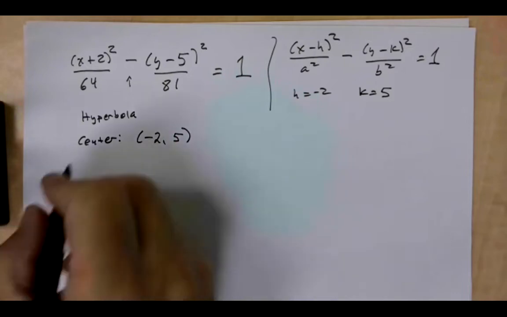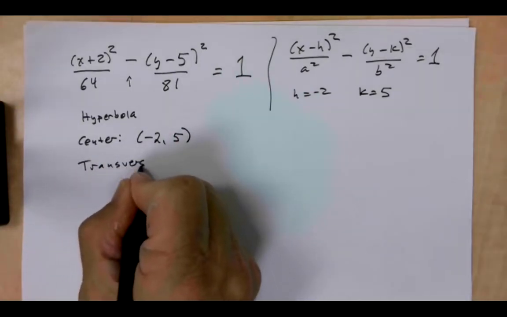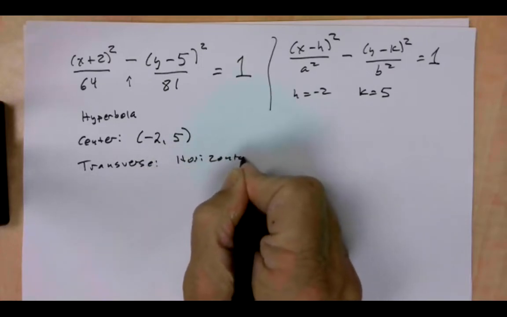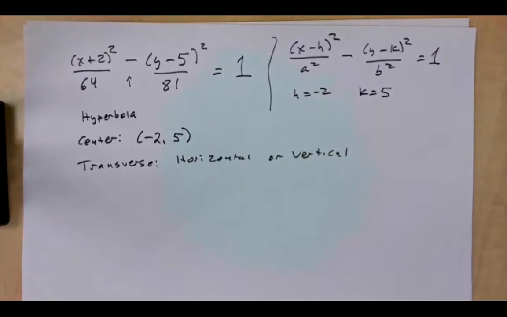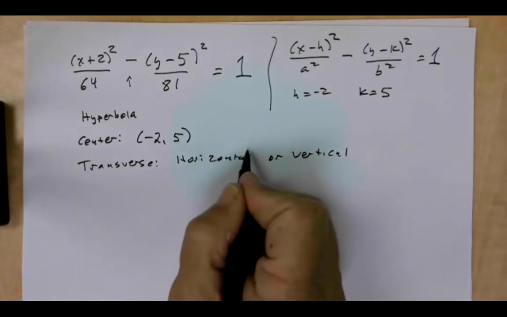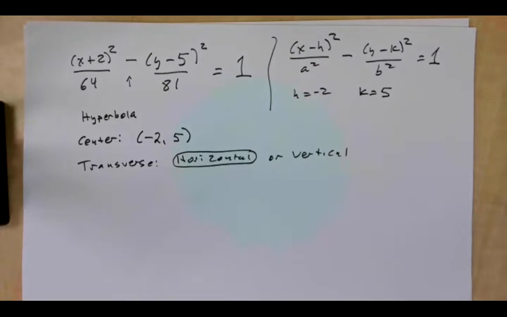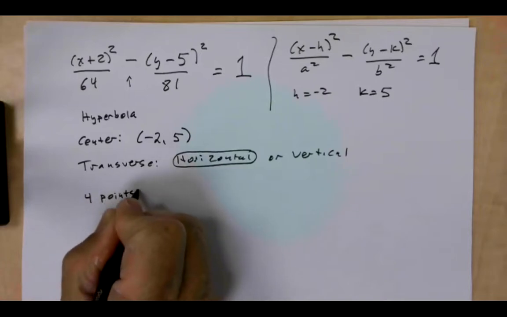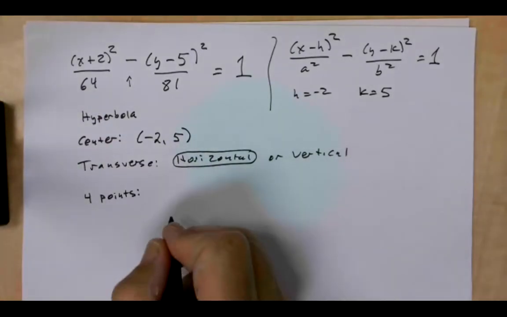The next question I want to ask you is, is the transverse axis horizontal or is it vertical? And the answer to that question is horizontal, because you'll notice the x comes first. Now, there are 4 points that define the box. So we're starting at our center being -2, 5.